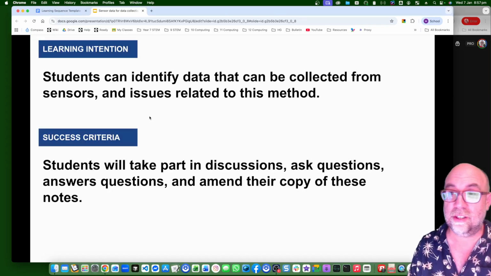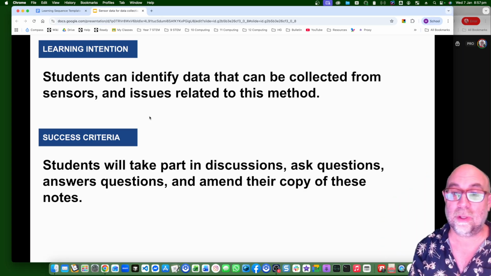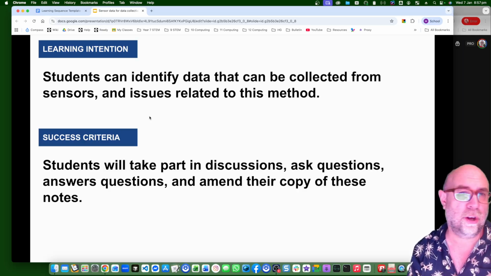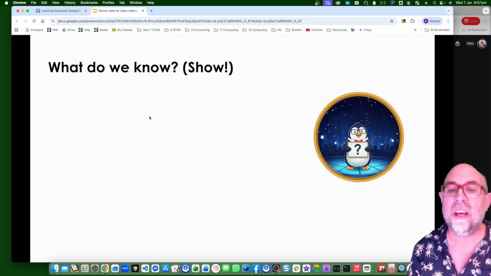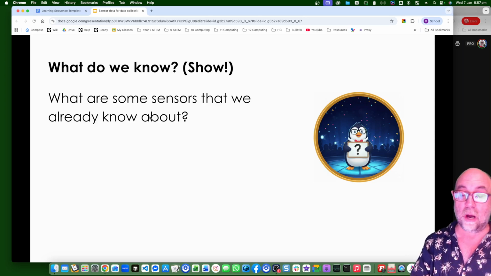Our learning intention is that students can identify data that can be collected from sensors and issues related to this method. So there are ethical and legal issues, and there are also advantages and disadvantages. So we're going to start off with the question of what are some sensors that we already know about?